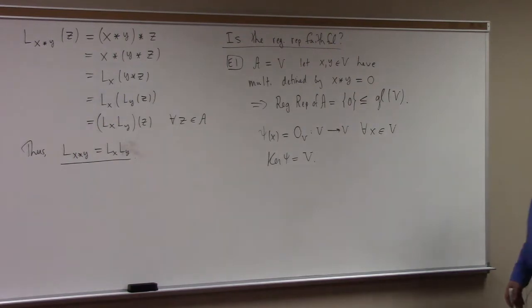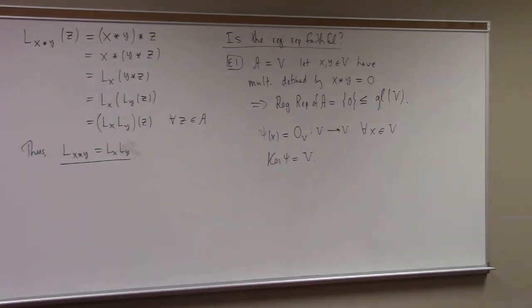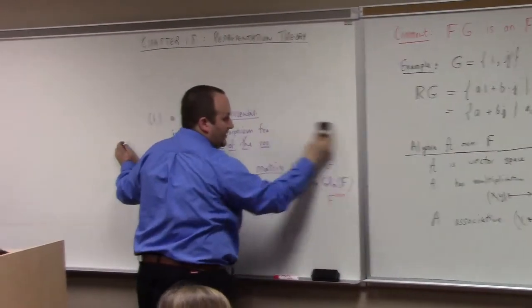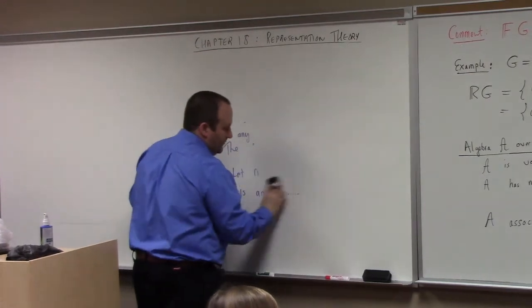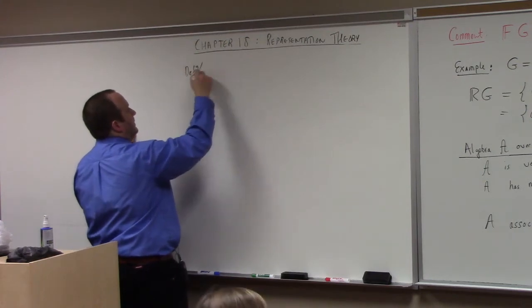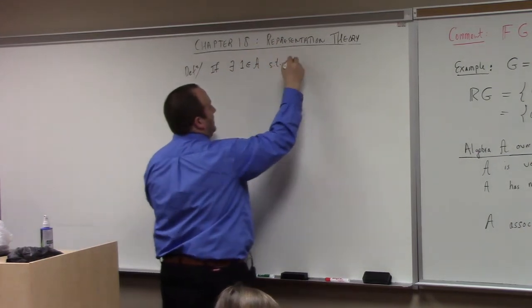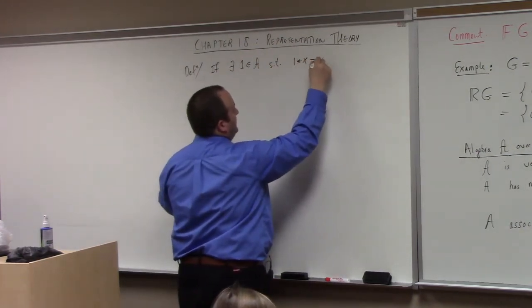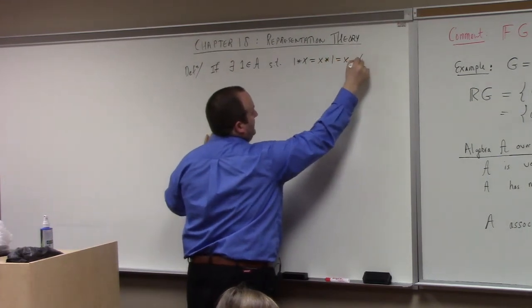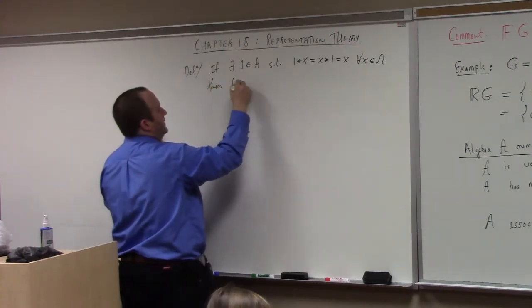How about this, though? What if your algebra has a unity? What if your algebra has something in it that behaves like the number 1? That's what's called a unital algebra, all right? So definition. If there exists 1 in A such that 1 times x is equal to x times 1 is equal to x for all x in A, right? Then A is unital.